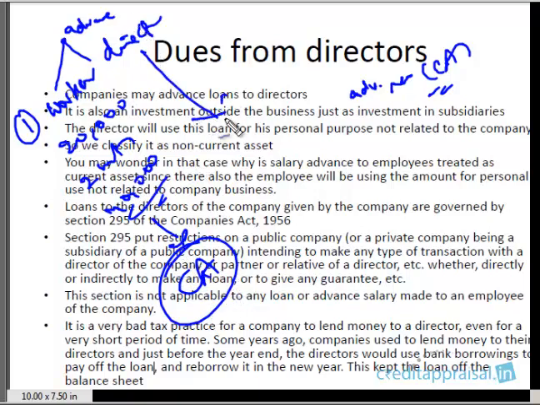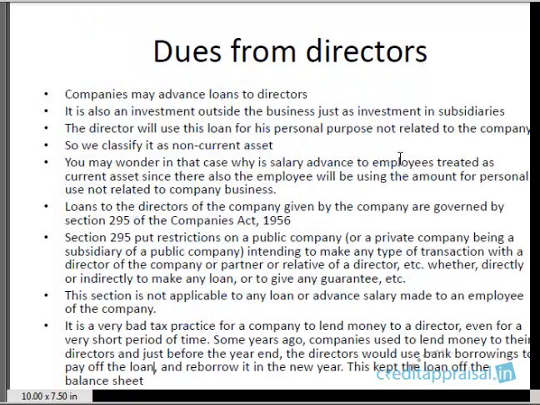The director is also working in the company and is entitled to some remuneration. But even then, when you give a loan to a director, this will be classified as a non-current asset. All these dues from the directors, whether you call it loan or advance, you classify as a non-current asset. It actually is not a good practice for the company to extend loans to a director, because you can treat it similar to an investment in a subsidiary, right? This is an investment that is going outside the business. It is just like an investment in a subsidiary, because the director will not use this loan for company purposes. It is for a personal purpose. You have to classify it as a non-current asset.